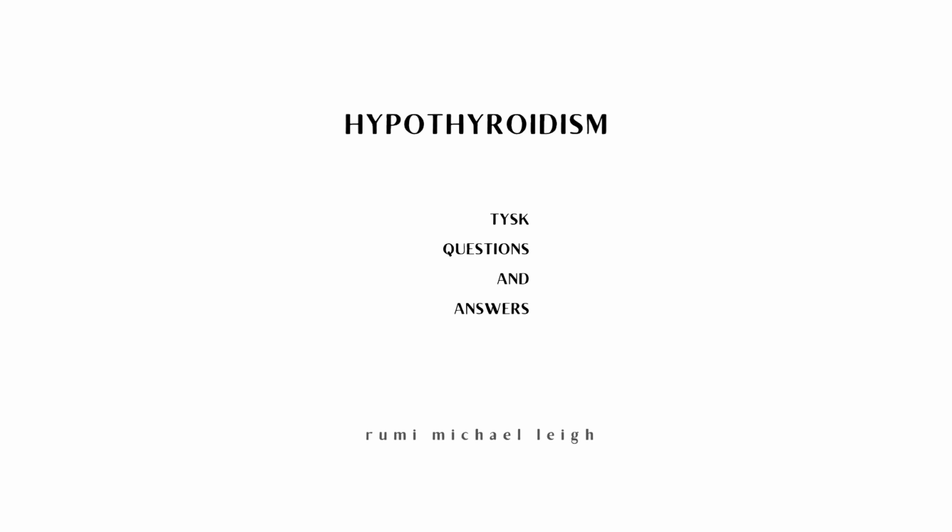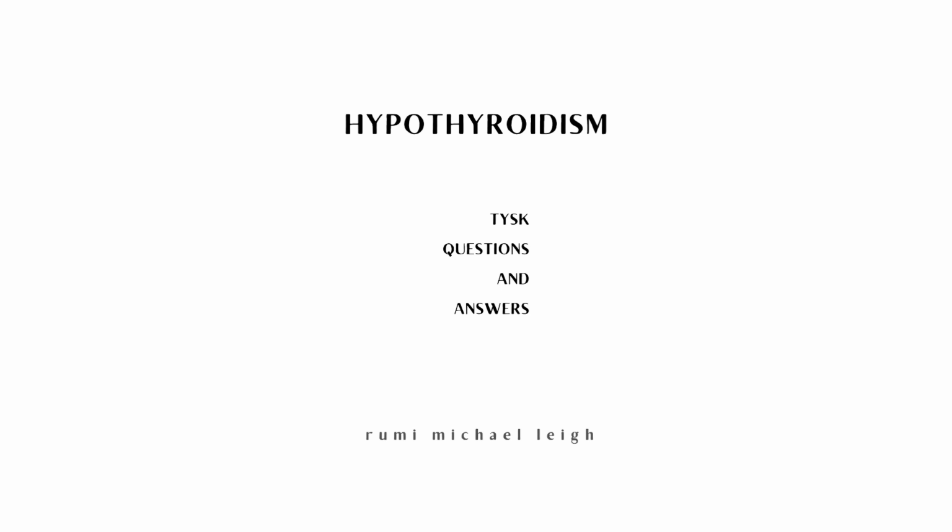4. Can hypothyroidism affect anyone? Yes, hypothyroidism can affect anyone. 5. What is the main function of the thyroid gland? The main function of the thyroid gland is to control the metabolism. 6. What is the effect of hypothyroidism on the metabolism? Hypothyroidism slows down the metabolism. 7. What is metabolism? Metabolism is the way the body transforms food into energy.